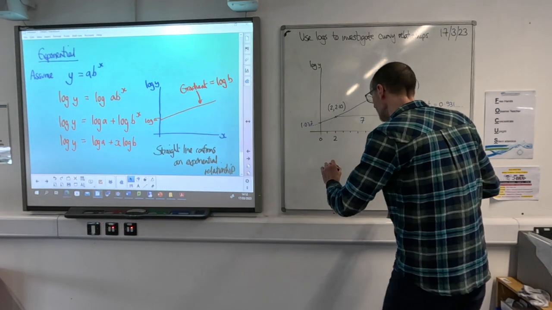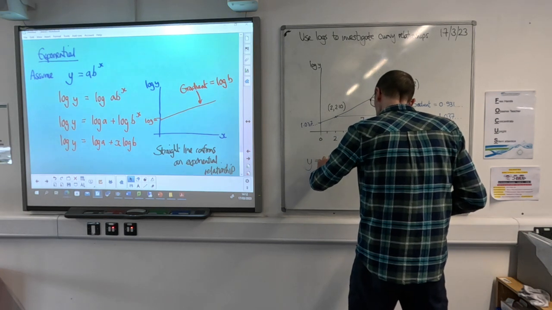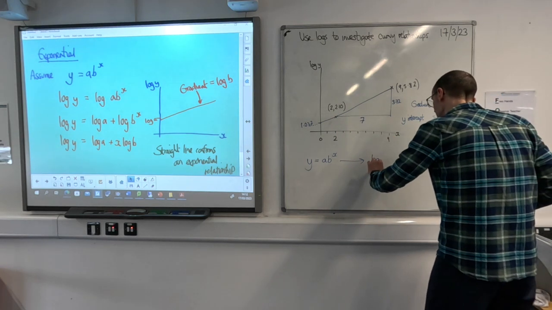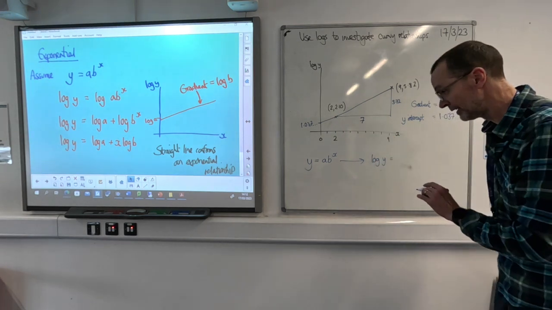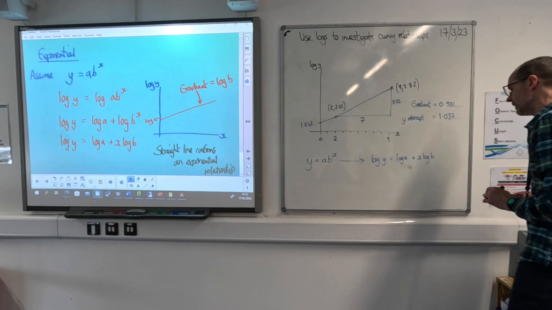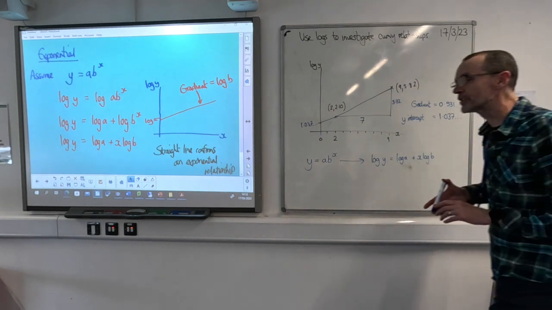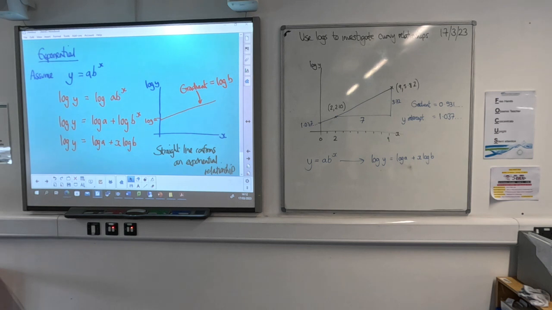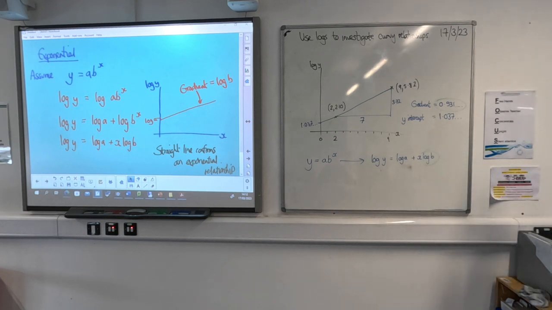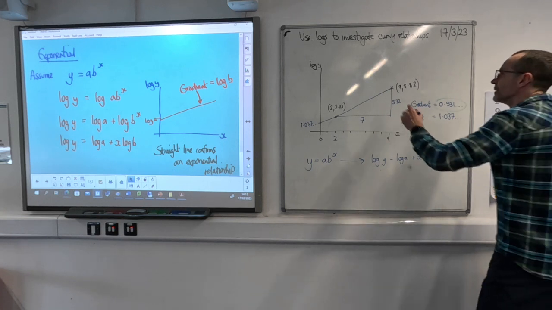So if we remember what we've done, we've said, right, if it's exponential, it can be described like that, but we've turned it by logging both sides and plotting it where the y-axis is the log of y. The number of x's tells us our gradient. Well, we can see the gradient from the straight line. I've worked it out. It's that. So I know that the log of b will equal that value there.